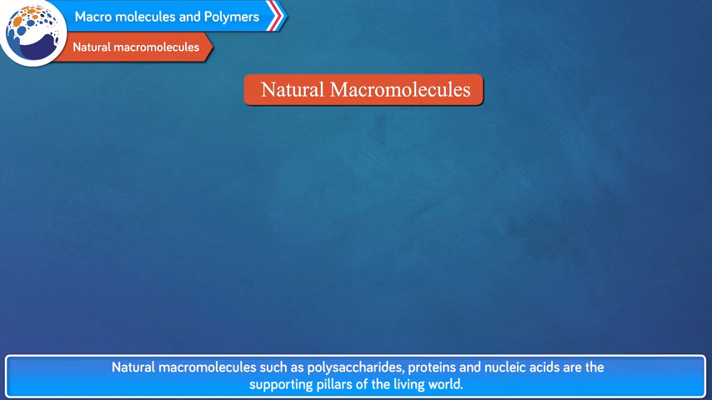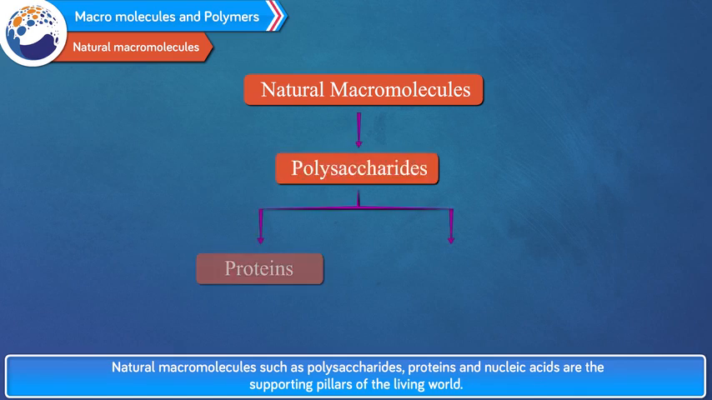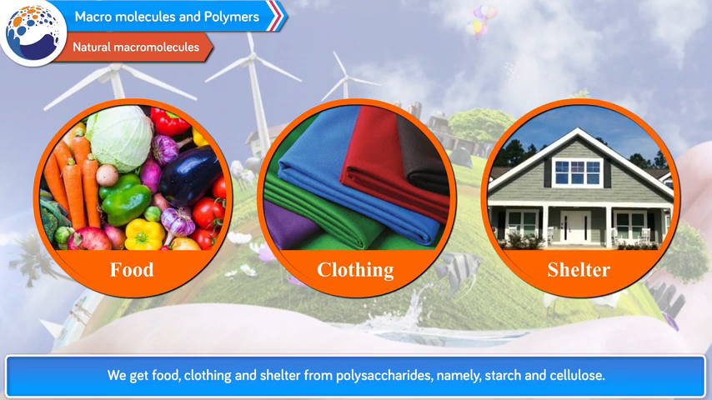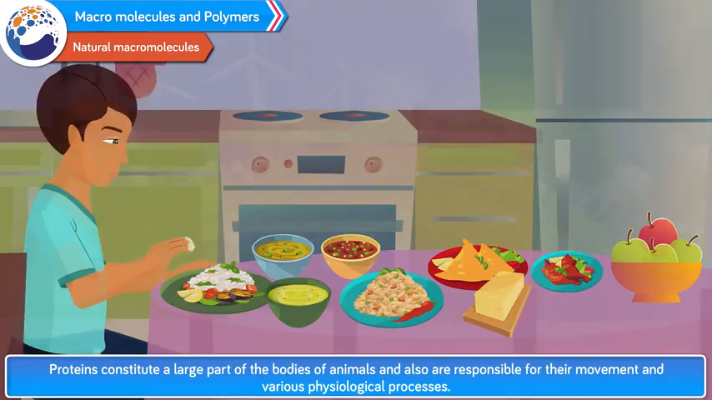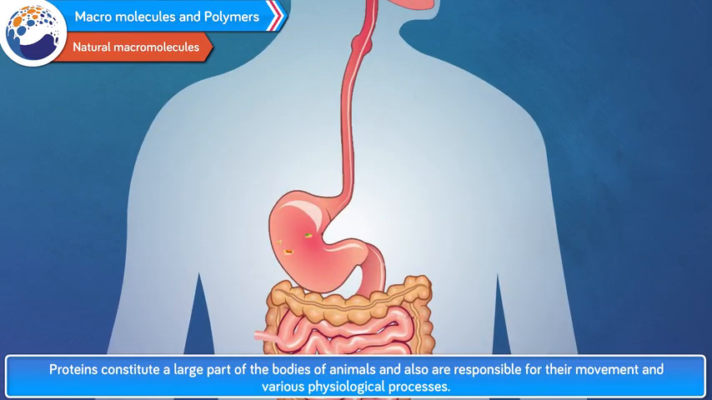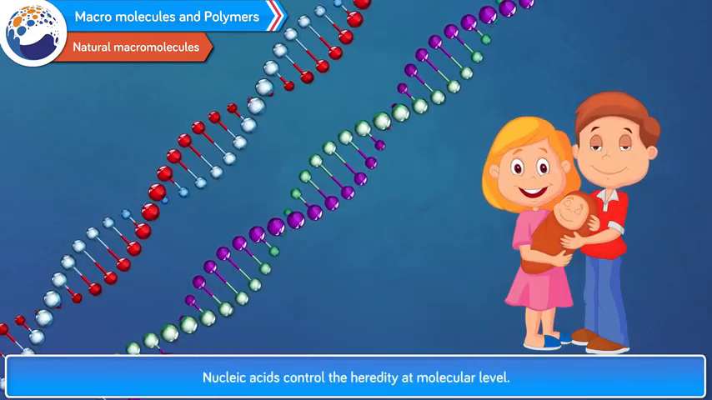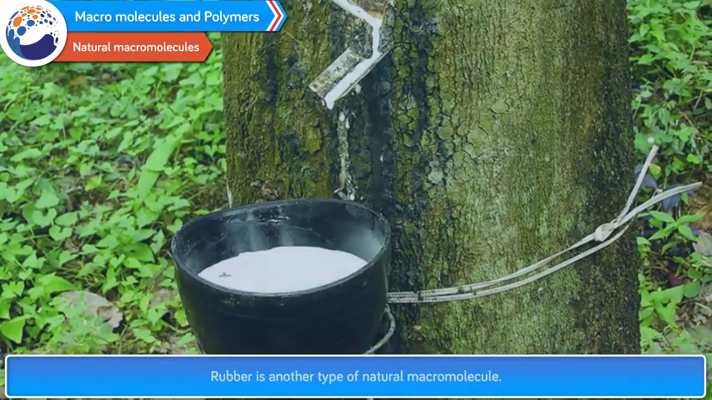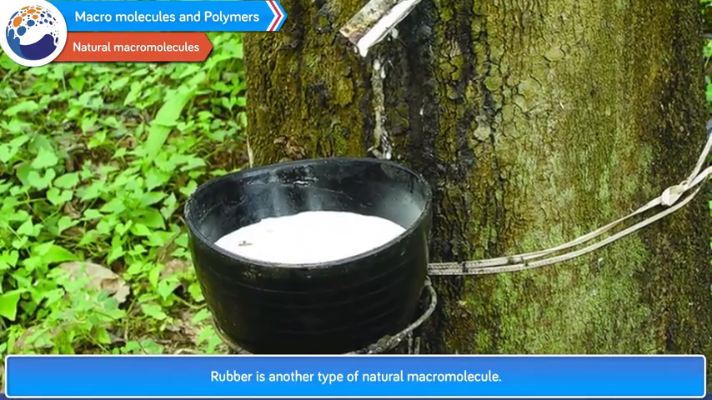Natural macromolecules. Natural macromolecules such as polysaccharides, proteins and nucleic acids are the supporting pillars of the living world. We get food, clothing and shelter from polysaccharides, namely starch and cellulose. Proteins constitute a large part of the bodies of animals and also are responsible for their movement and various physiological processes. Nucleic acids control heredity at the molecular level. Rubber is another type of natural macromolecule.